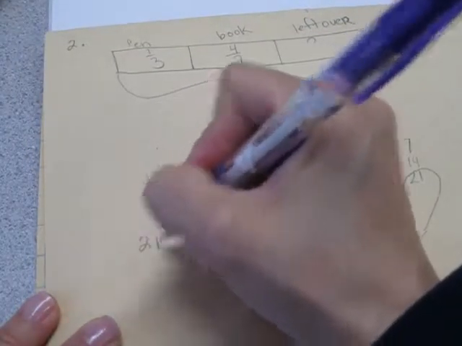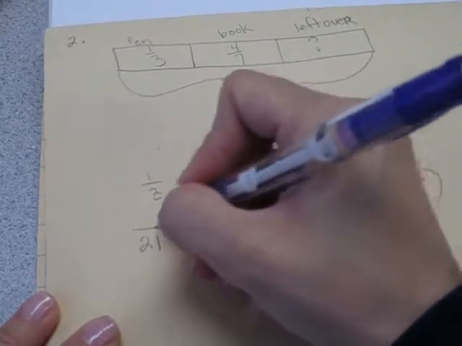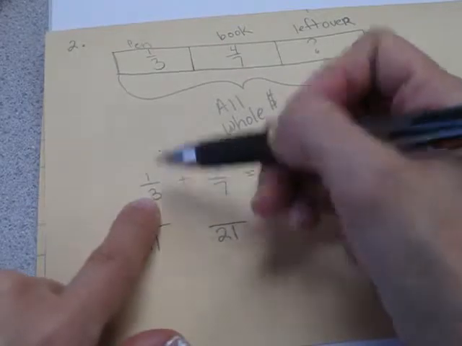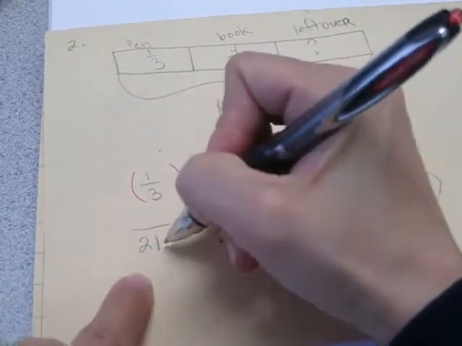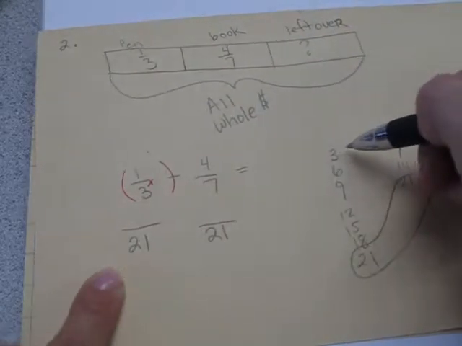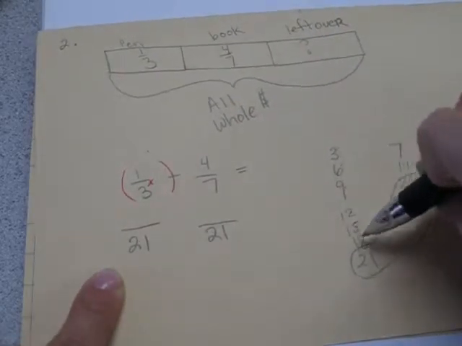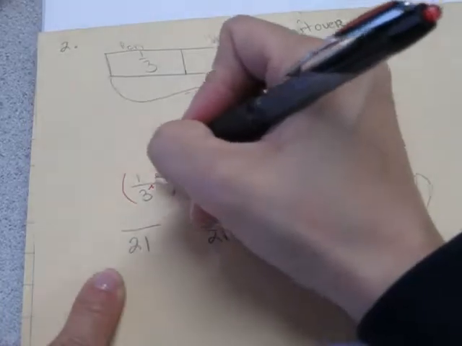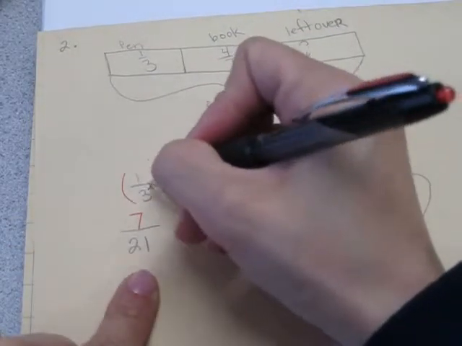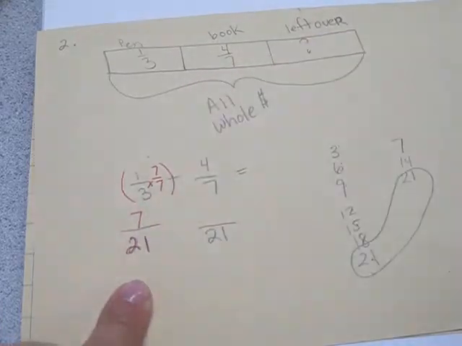So I'll go ahead and write my 21. That's going to be my denominator. I need to ask myself, what am I going to multiply 3 by in order to get 21? Well, I can count again: 1, 2, 3, 4, 5, 6, 7. So it would be 7/7. 1 times 7 is 7. 3 times 7 is my 21.